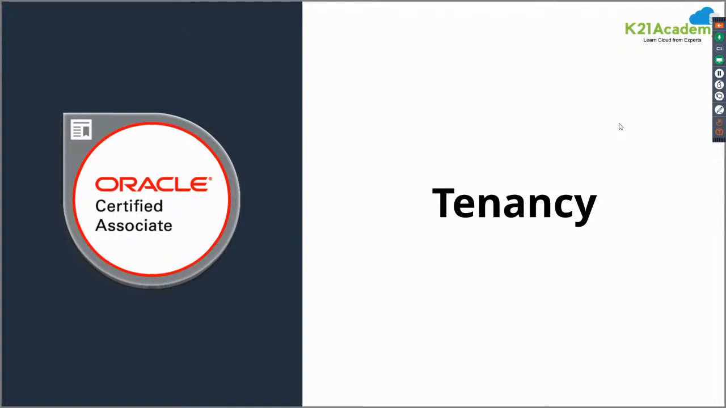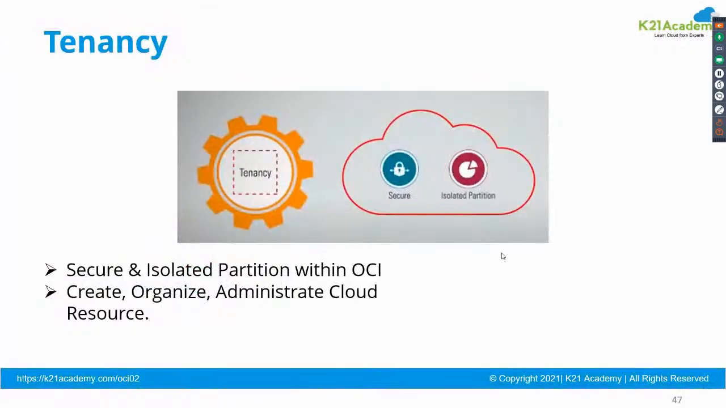So with that, let's see the tenancy in OCI. Most of you have already registered your account, so it has asked for the unique name when you are registering the account, and it checks internally whether that name was taken earlier or not. That unique name is nothing but the name of your tenancy. So tenancy is basically the account name, and this is a secure and isolated partition which is created in the OCI.